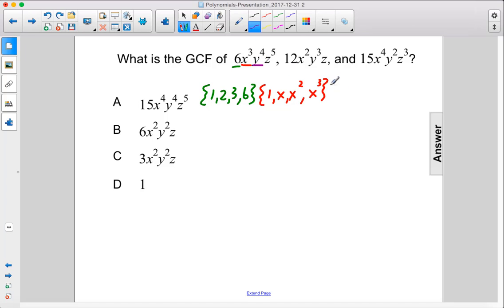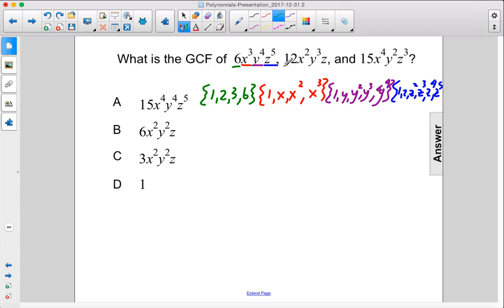The factors of y to the fourth are 1, y, y squared, y to the third, and y to the fourth. And finally, we have z to the fifth. I hope we don't run out of room here. 1, z, z squared, z to the third, z to the fourth, and finally z to the fifth.